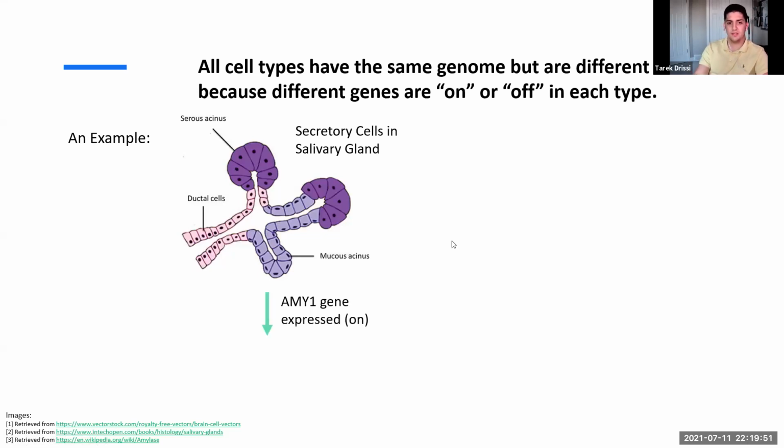In the salivary glands, you would have this gene called AMY1, which is salivary amylase, which I mentioned before, is that enzyme that will break down sugar in your mouth. So that gene is expressed and it's secreted into the mouth. So you get this protein, salivary amylase, in the mouth.